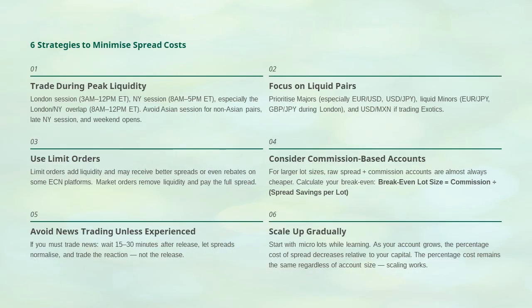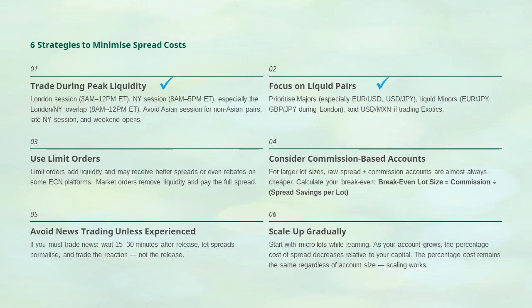Now, here are 6 strategies to minimize spread costs. Strategy 1. Trade during peak liquidity. The London session, New York session, and especially the London-New York overlap are when spreads are tightest. Avoid Asian session for European pairs, late New York session, and weekend opens.